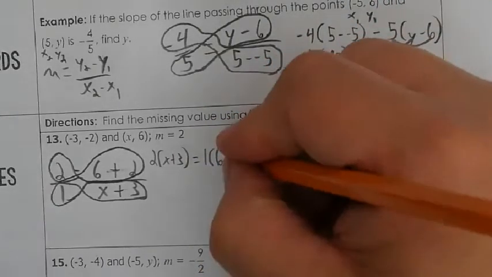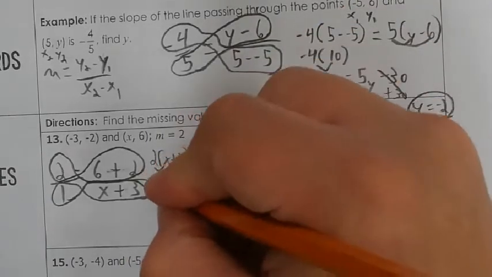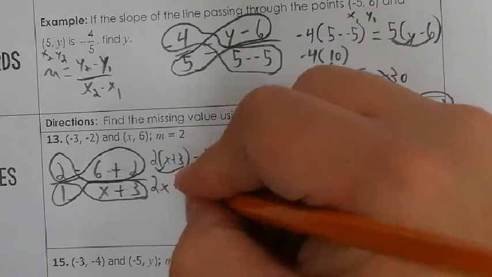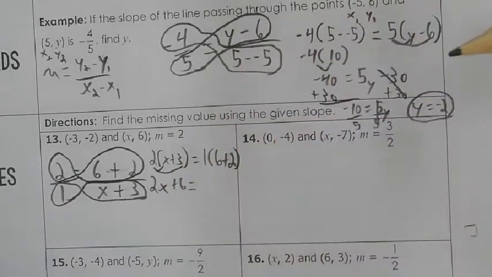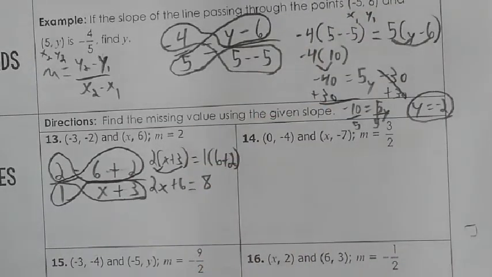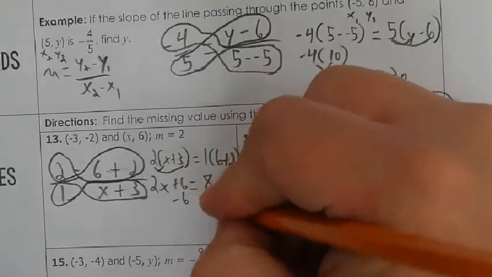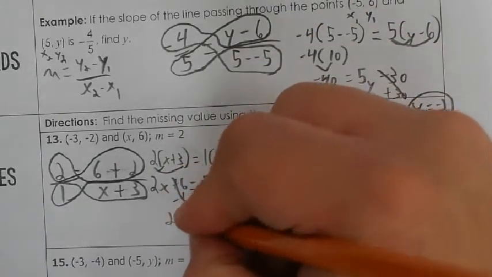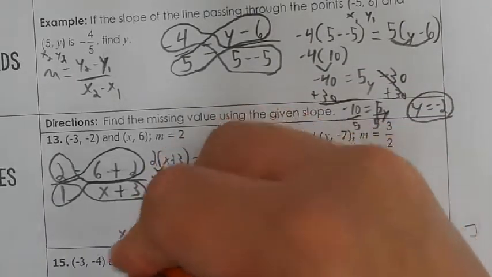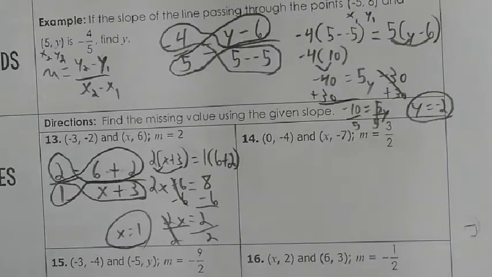So what would I do now? Distribute. 2 times x is 2x. 2 times 3 is 6. And what's 6 plus 2? 8. What's 1 times 8? 8. So now we just solve like a normal equation. Get 2x equals 2. Divide by 2. X equals 1. And that's all you do on these. It does take some more work, a little bit more time, but that's all you got to do.